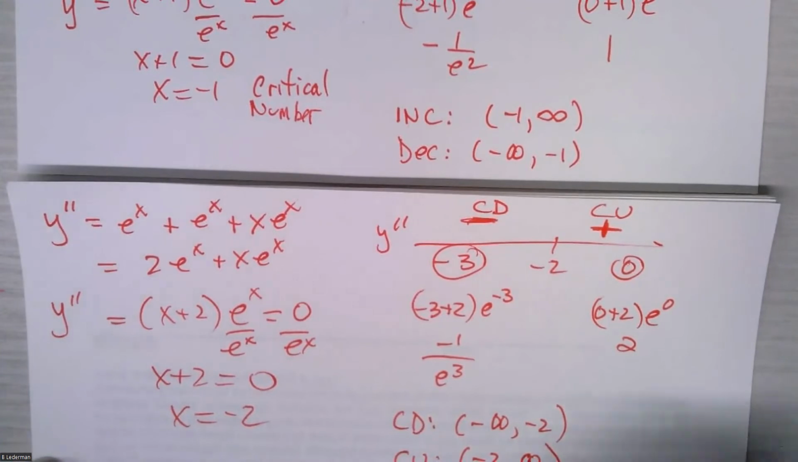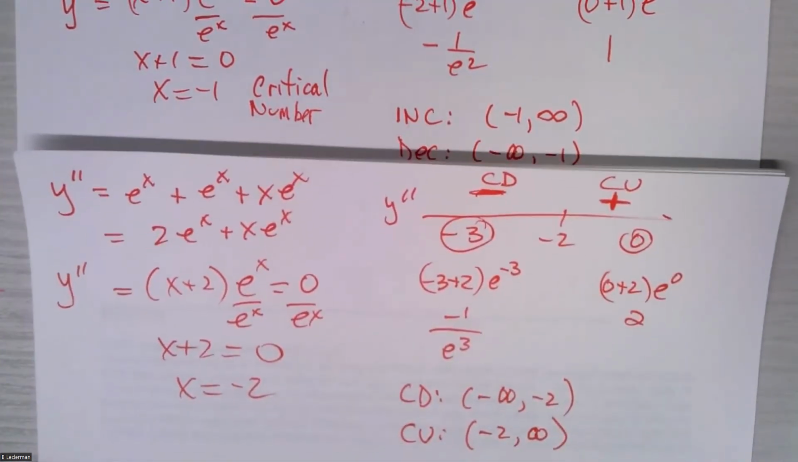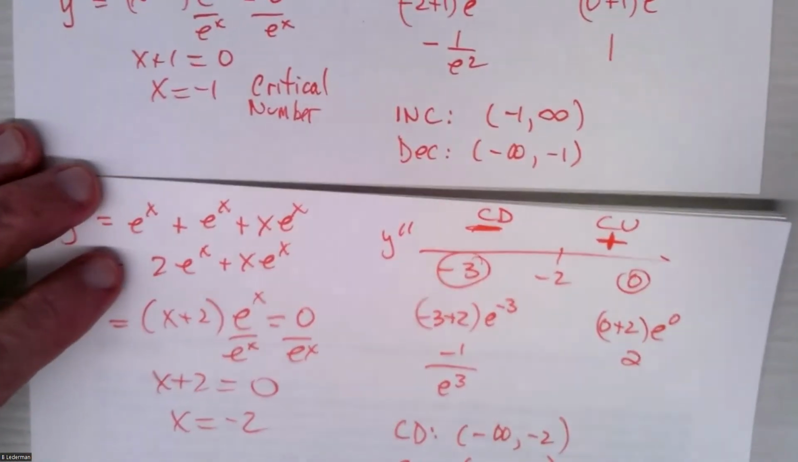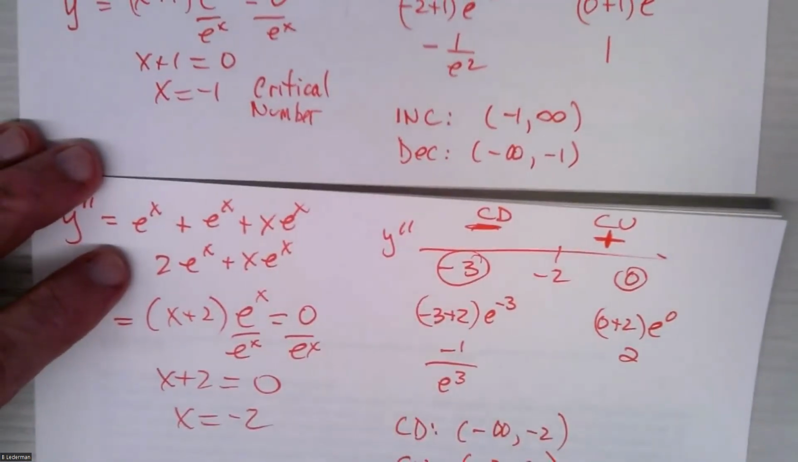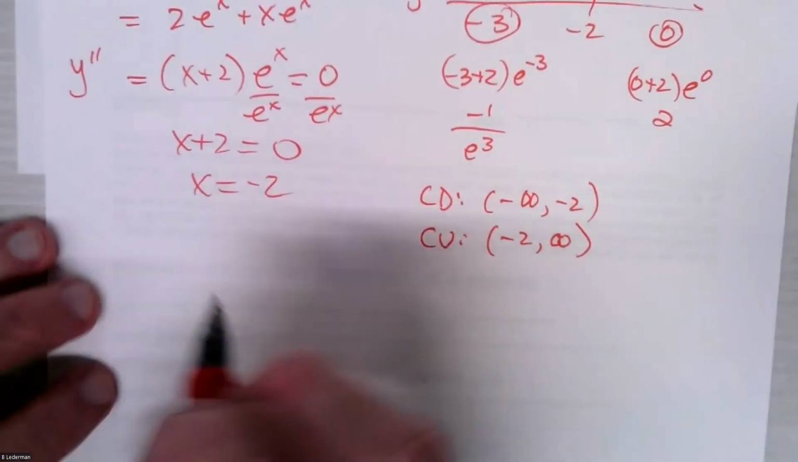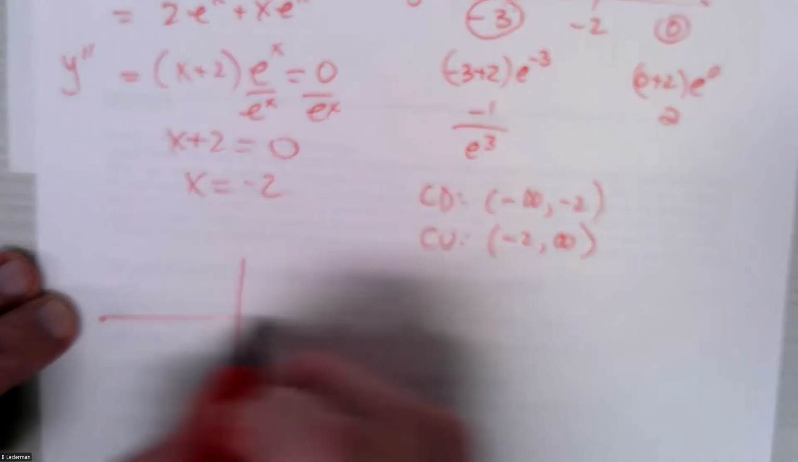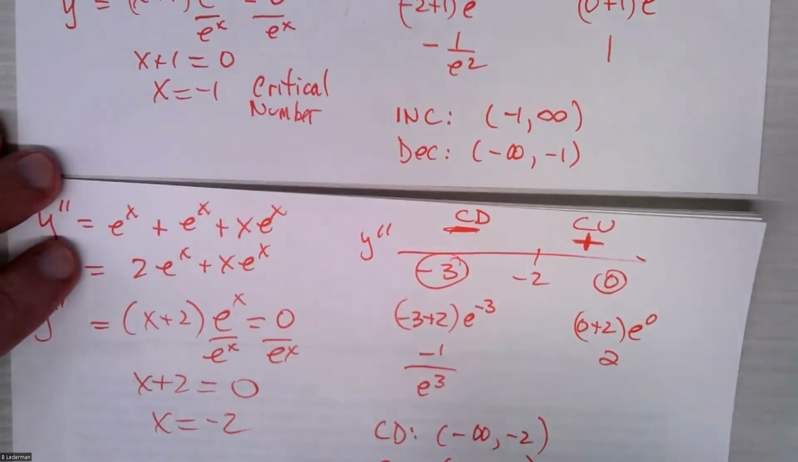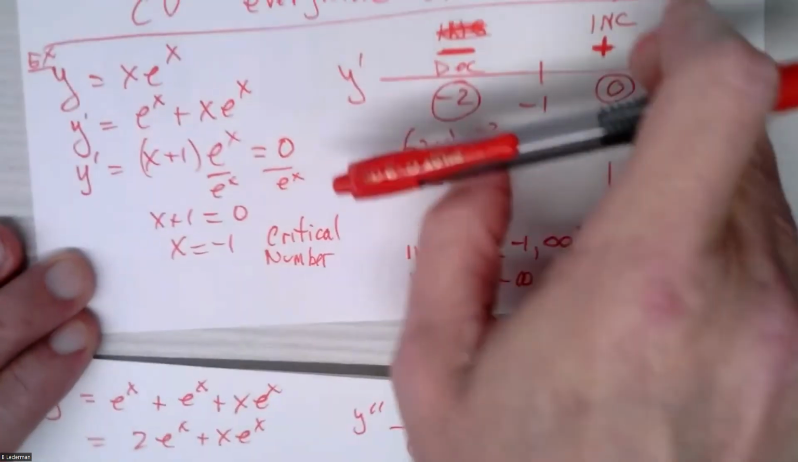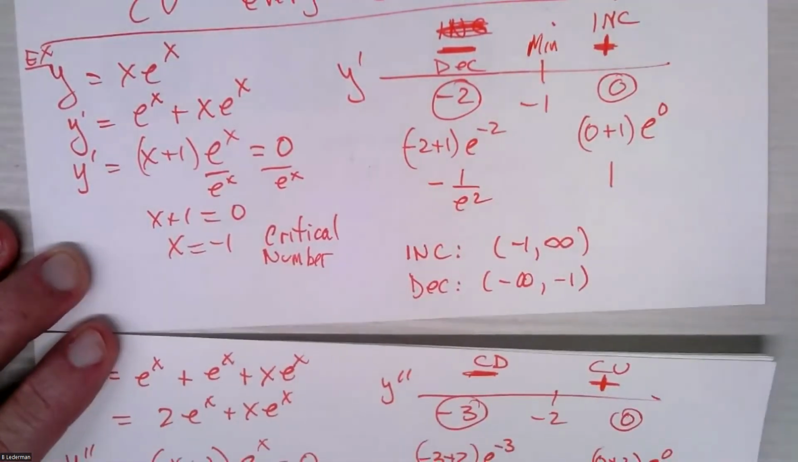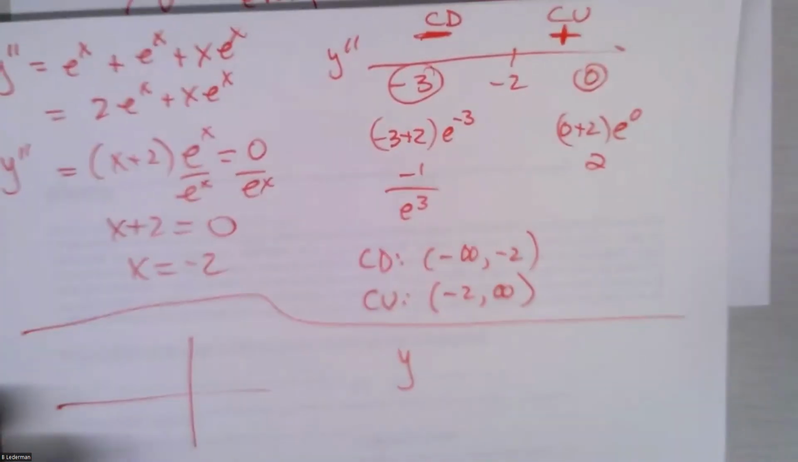positive infinity. And if I was to dare put all this information together and try to graph it, I know that the function has a min when x equals negative 1. Now, we've established up here that this is a min, because it's decreasing and increasing, so that's a min. And let's find out what y equals at that minimum point.